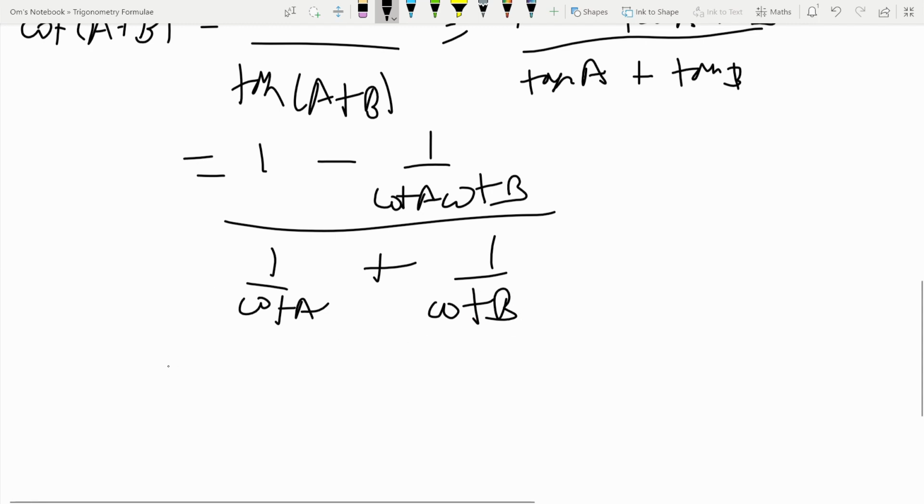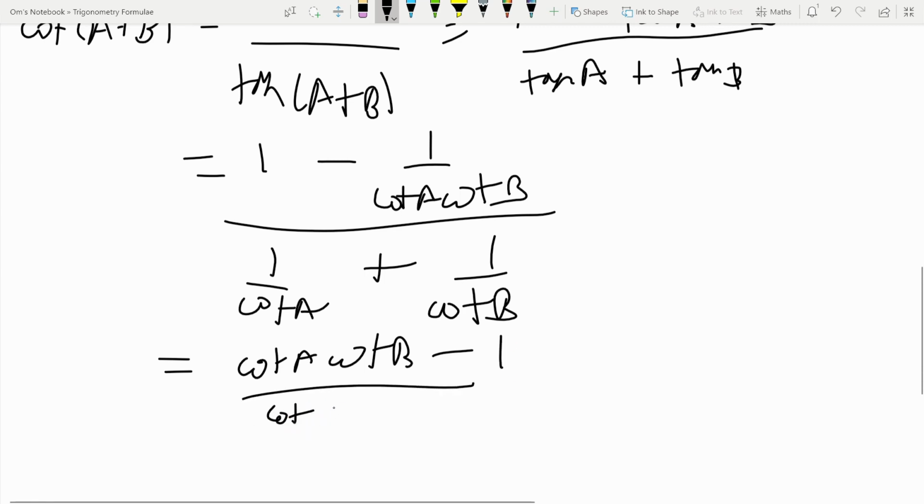Now what you can do is take the LCM and then simplify that. What happens is when you take cot a cot b as the common LCM over here and also over here, the cot a cot b gets cancelled, so I'm not going to write that step. I'll just write this as cot a cot b minus 1 by cot a plus cot b, and this is the cot a plus b formula. You can also derive the cot a minus b similarly.